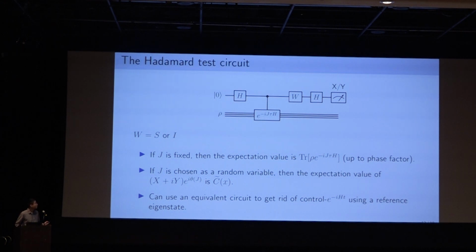Here you see a controlled time evolution, but it turns out it's not always necessary. If you have a reference eigenstate, then you can create an equivalent circuit to do the same task without control, so you just run time evolution. This was actually mentioned in one of the previous talks.